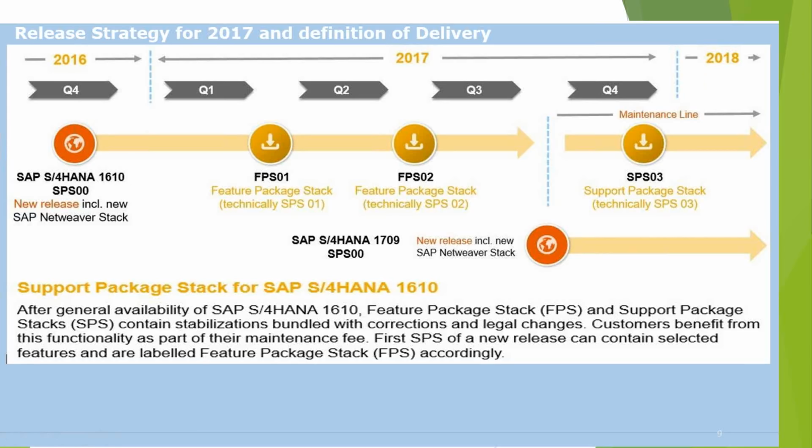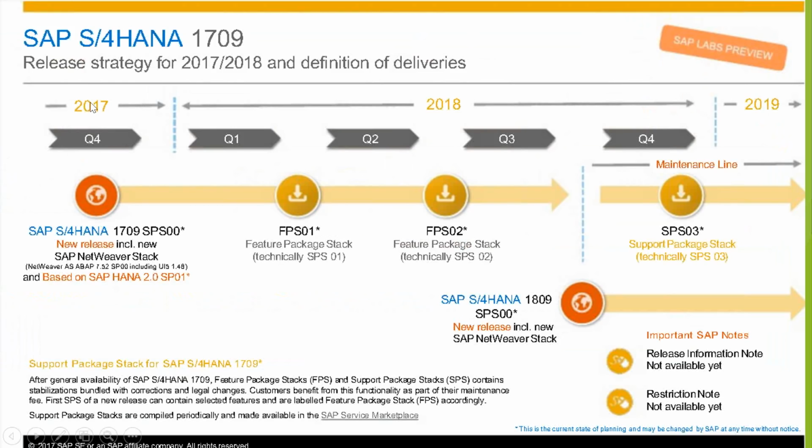Now you may have a doubt. If you look further at the roadmap, for this quarter you talk about 1709, but in 2018 they are planning to come up with 1803. Then maybe in the month of September they are also planning to come up with the 1809 version.